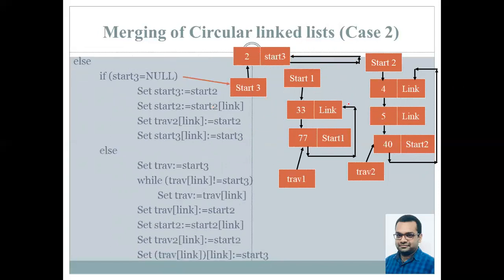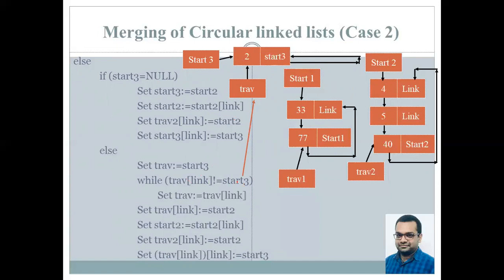Now let us see the second case. Now start1 contains the value 33 and start2 contains the value 4. Now the case is that start1's information is greater than start2's. So the control will jump to the else part. Now it will check if start3 is equal to null, which is not the case over here. Therefore, the control will jump to the else part, where we will initialize traversal to the value of start3. We will keep on going till traversal's link is not equal to start3, that is, till we reach the last node of circular linked list 3.